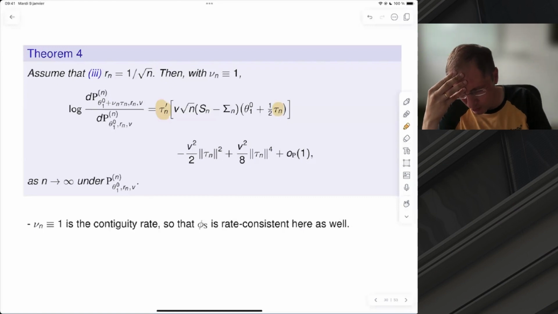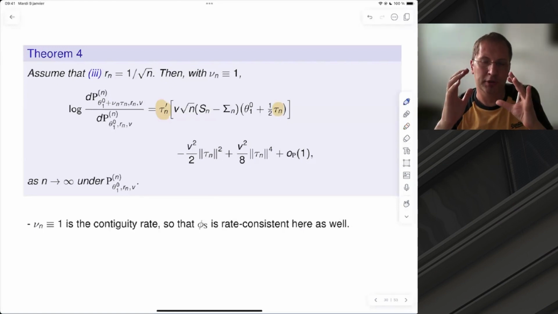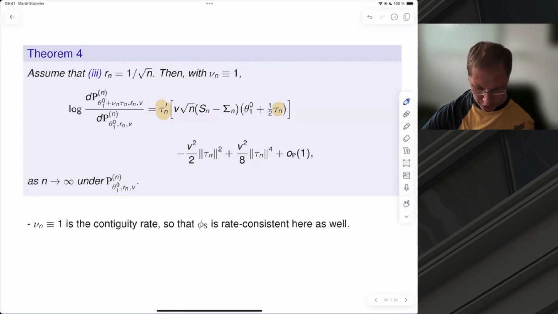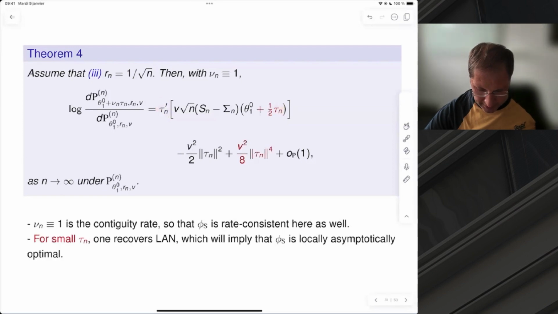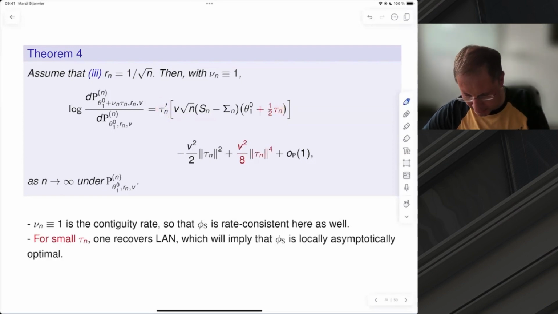But of course, it's tempting to look at what happens for small tau. That is, when you deviate just a little bit from the null hypothesis, not in terms of rate, nu n, but also in terms of tau. And then, of course, if you do that, you can really neglect this tau n compared to what you have there, the theta 1, 0, that is a fixed quantity, if tau n is small. And of course, you can also neglect this power 4 of this small quantity compared to the power of 2 that you have in the previous term.